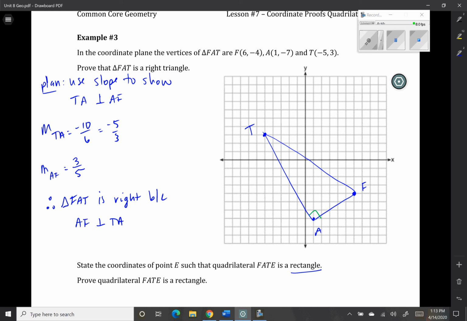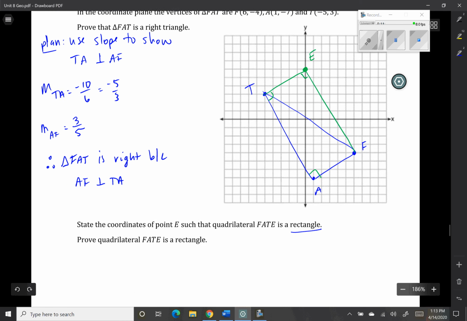So essentially, I want to duplicate the line AF from T. So from A to F, I want up 3 to the right 5. So I'm going to do the same thing, up 3 to the right 5. Here's point E. That's going to make a perpendicular line here, and it's going to make a perpendicular line here. So the coordinate of point E is 0, 6.